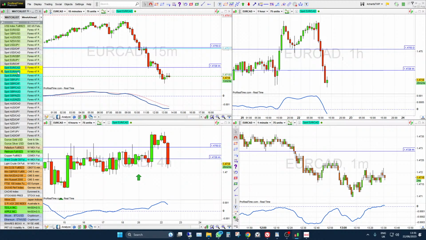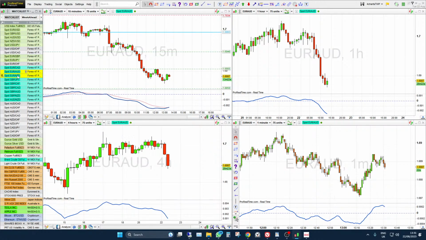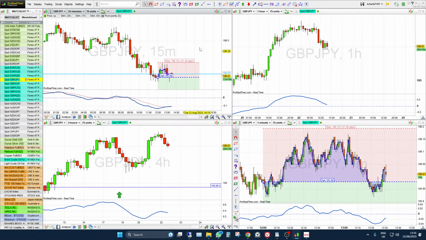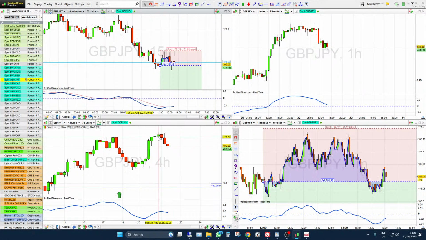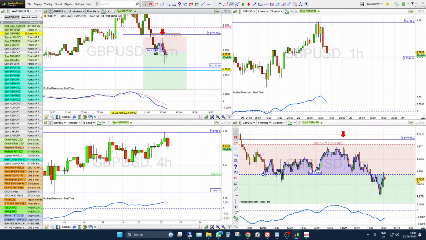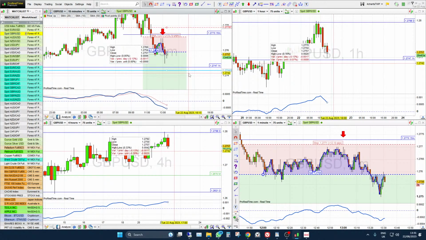Euro CAD. No. Okay, this one we're still waiting for to continue down. So I've got pound yen, I think it was dollar CAD, and then I think sterling as a setup so far. We're just going to have to see how that goes.